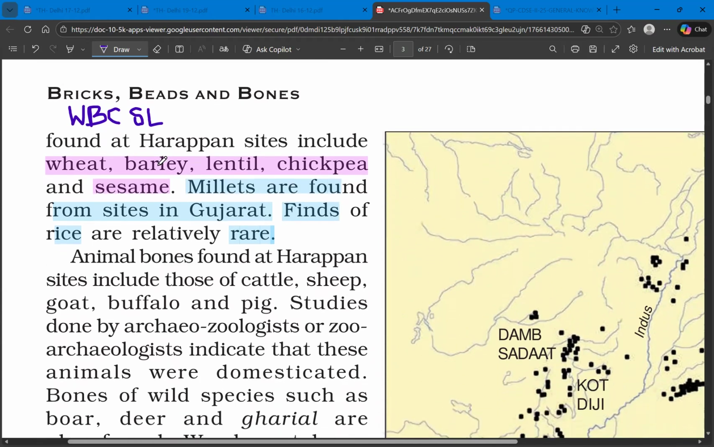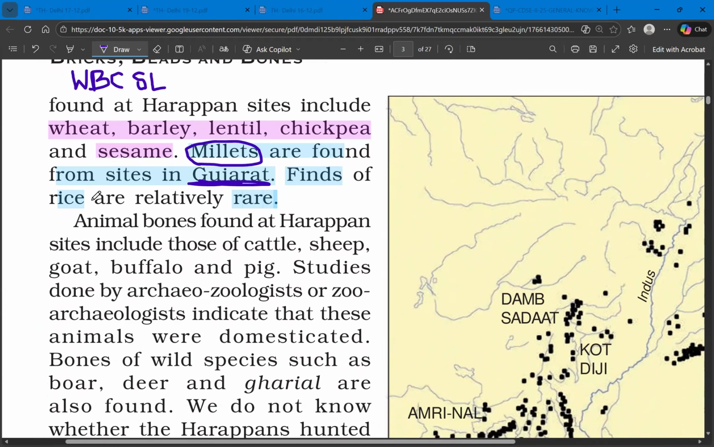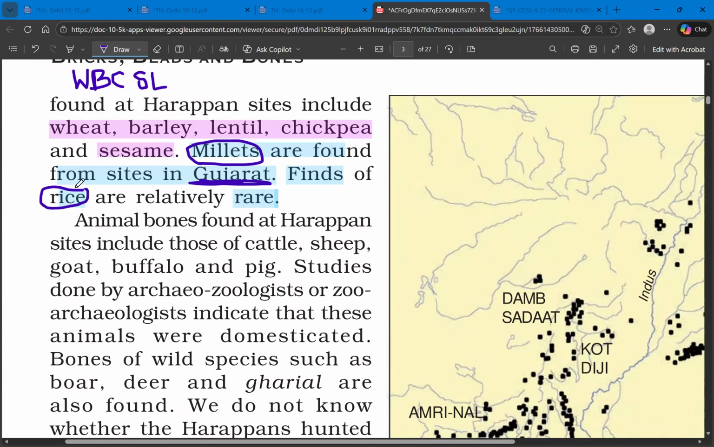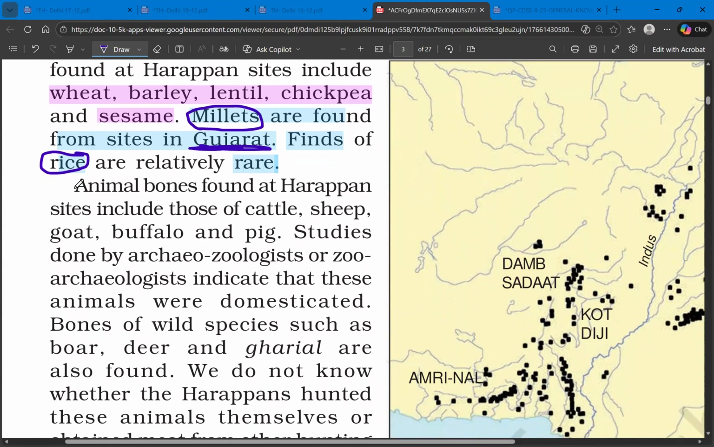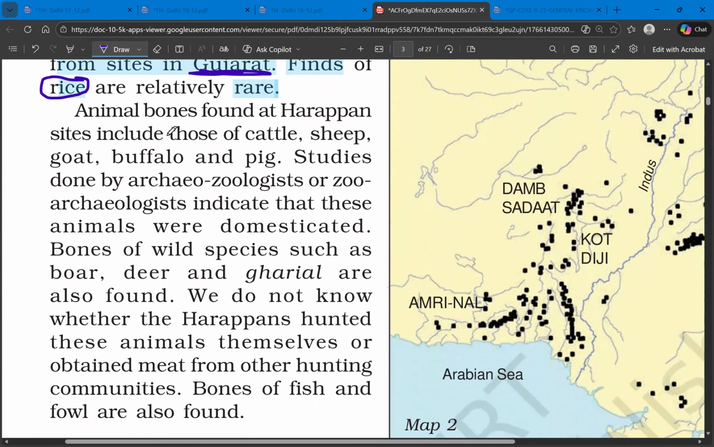And in other places like Gujarat, millets are also found, but finds or traces of rice are very rare. So what are the grains found at Harappan sites? WBC in Sri Lanka: wheat, barley, chickpea, sesame, lentil, while millets are found in Gujarat, and the traces of rice are very rare. And the next, animal bones.